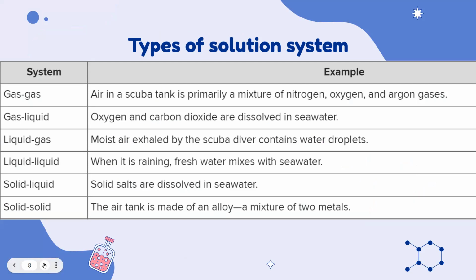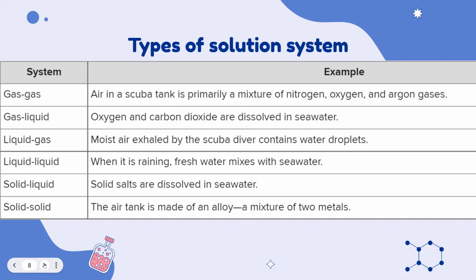So let's take a scuba diver as an example. The scuba tank that they have consists of multiple gases, oxygen and nitrogen. If we're going to take gas and liquid, we have oxygen and carbon in water, or in our seawater. Let's take the scuba diver example again. When a scuba diver exhales moist air, it can contain water droplets. So that's liquid in gas.